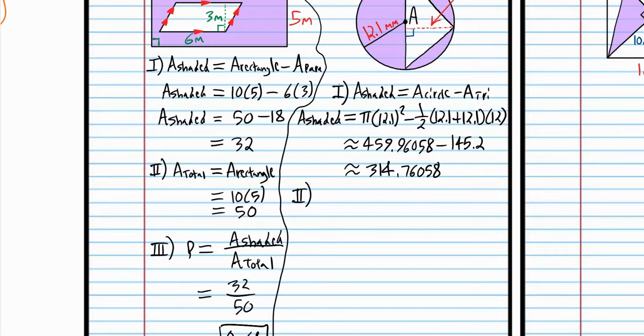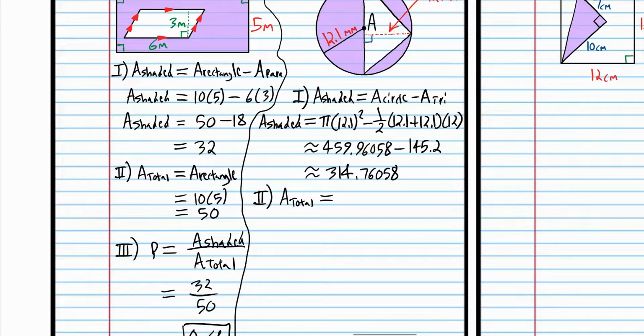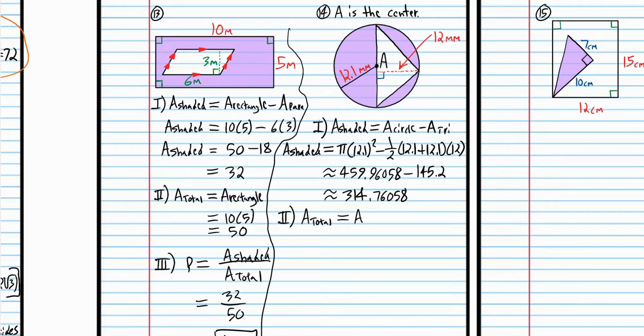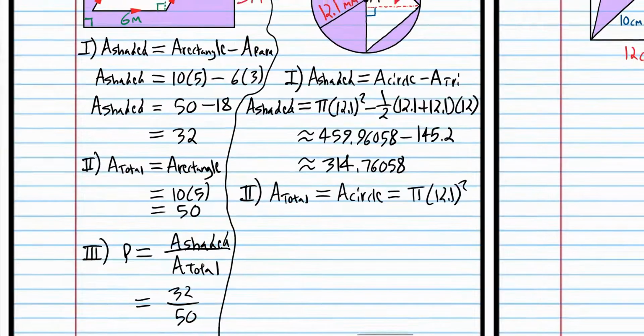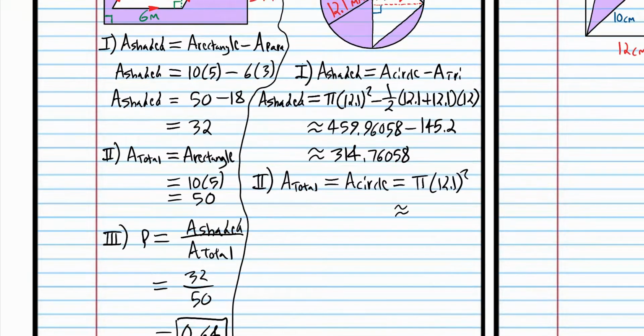Now step 2, we have to find the total area, which is equal to the area of the circle, which is equal to pi r squared, and we have that number. It's approximately 459.96058.